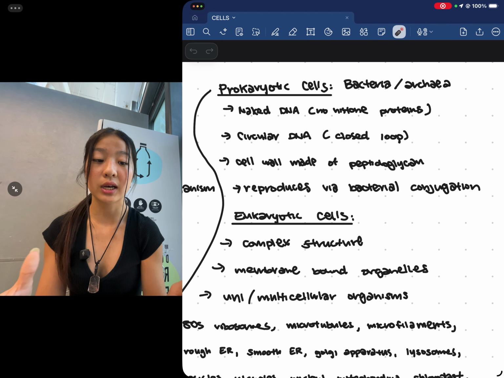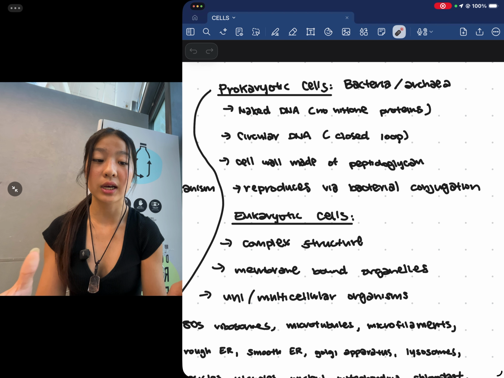Whereas eukaryotic cells are complex structures and they have membrane-bound organelles, so things within the eukaryotic cell itself. They can be either uni or multicellular organisms. And these are the key things that you would typically find within a eukaryotic cell. So we'll look at the cell structures first and everything inside.